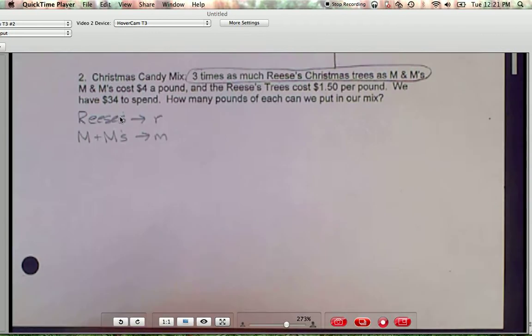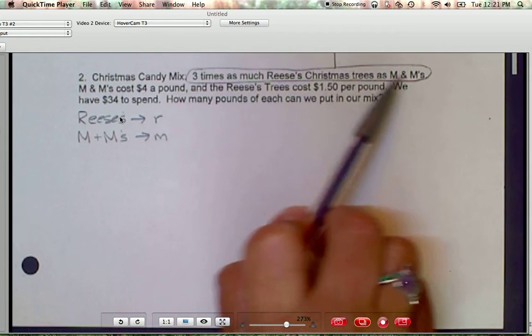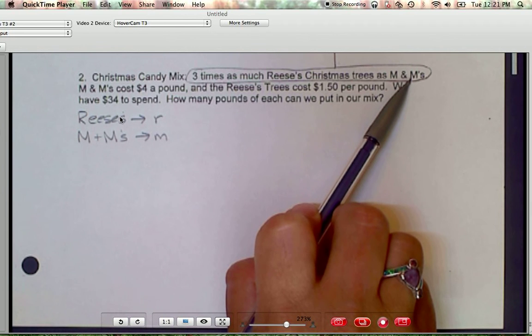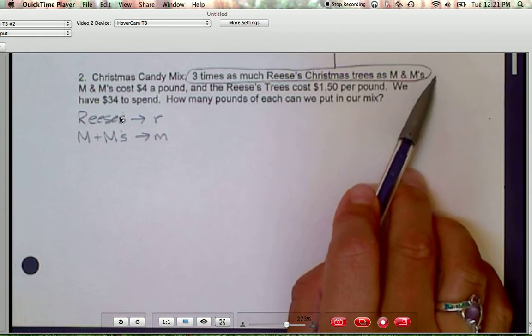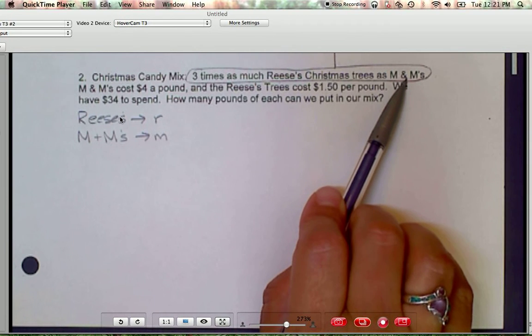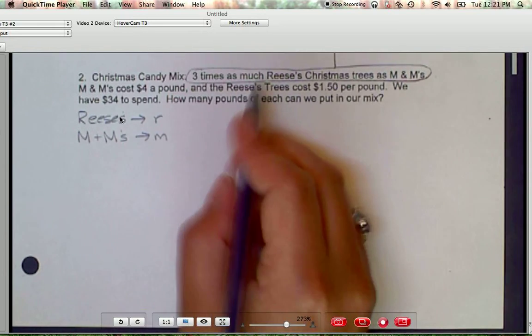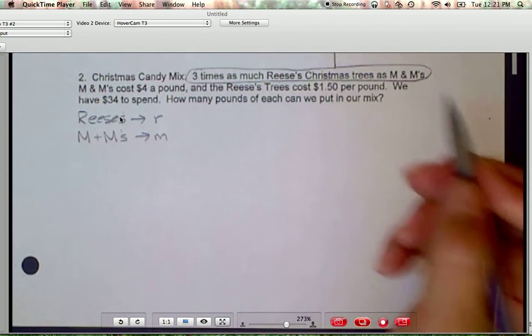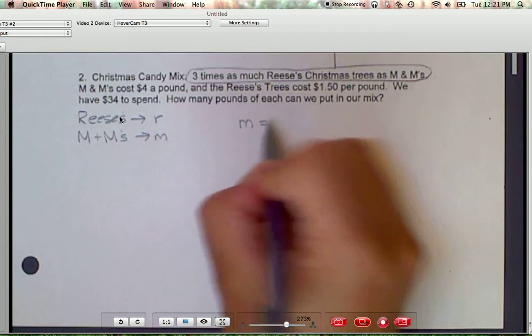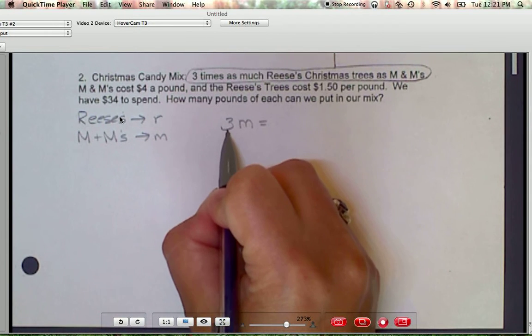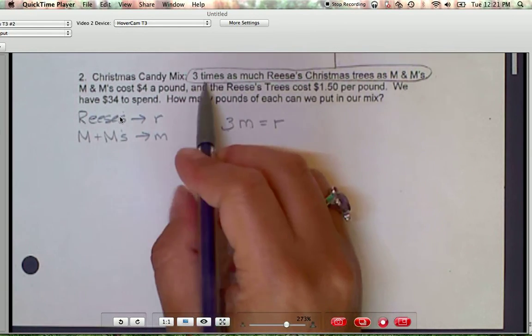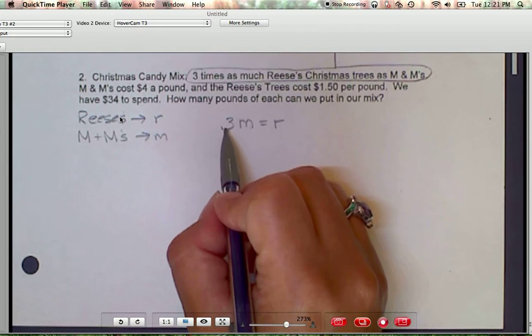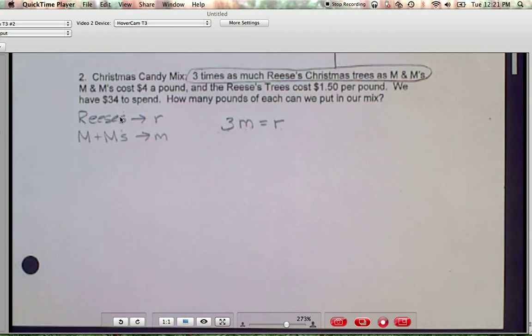Okay? So if I look at this, 3 times as much Reese's as M&Ms. The best way to think about this is which one do we have less of? 3 times as much Reese's as M&Ms. Okay, the M&Ms are the ones we have fewer of. So for our first equation, M&Ms are the smaller one, and it's saying that if we take the M&Ms and multiply it by 3, then that will give us the Reese's. So you have to multiply the M&Ms by 3, and that gives you your Reese's.